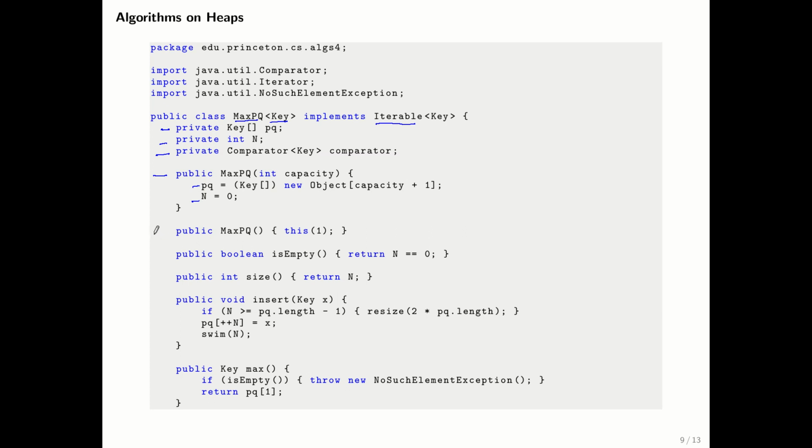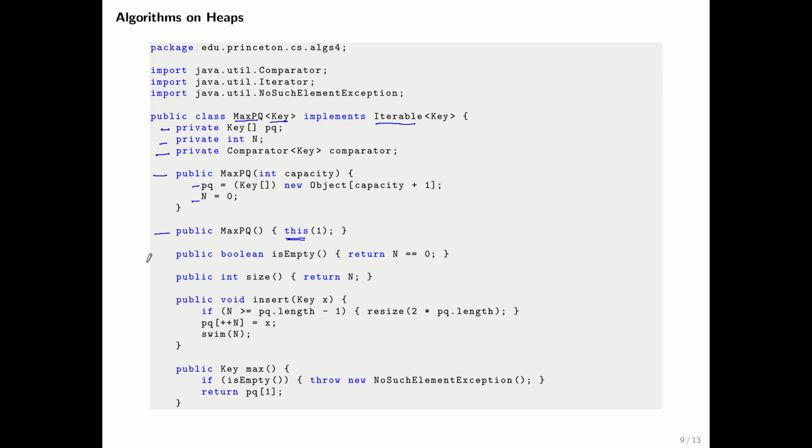And here is the other constructor, MaxPQ, with no arguments, and that simply makes a call to this constructor. So whenever you say this as a method call, you're talking about a constructor, and in this case you're calling a constructor with one argument, which is precisely this guy. So this constructor will set up the underlying array with a capacity of 2, right? Because this argument is 1, so capacity is 1, so this thing is going to have a size 2. Okay, so this constructor simply delegates to this constructor.